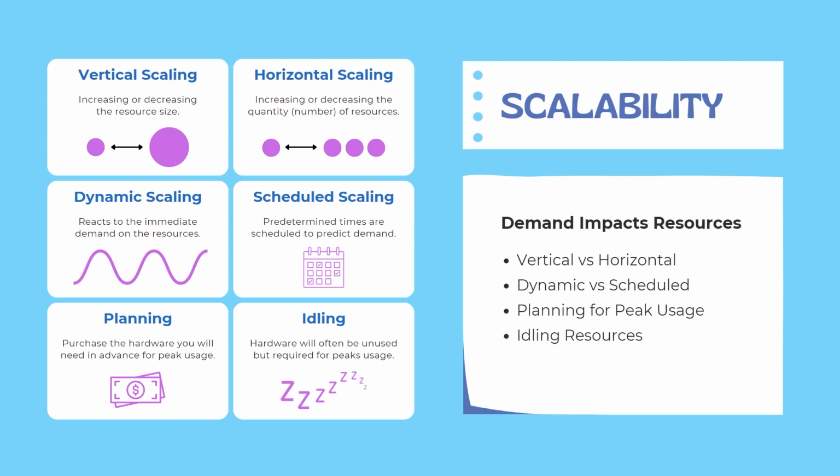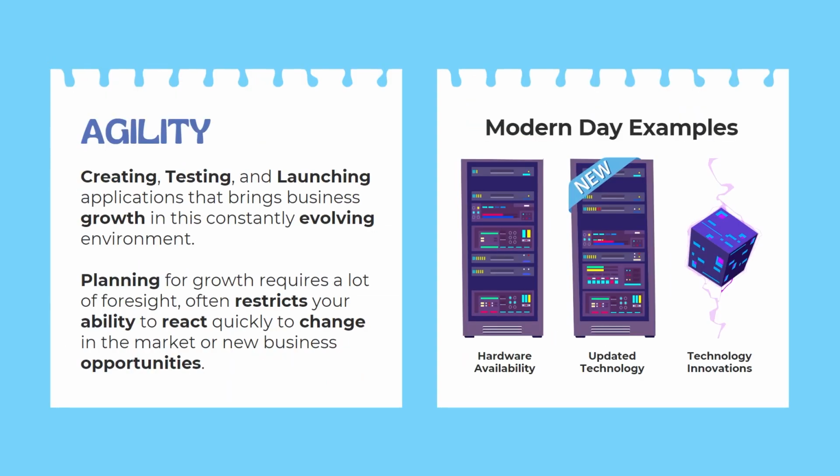Now let's finally talk about agility. Agility means creating, testing, and launching applications that bring business growth in a consistently evolving environment. So think of everything that's changing in technology, and we want to be able to provide our business the tools they need to grow. Right? That's what technology does. Planning for growth requires a lot of foresight, which often restricts our ability to react quickly to change in the market or new business opportunities.